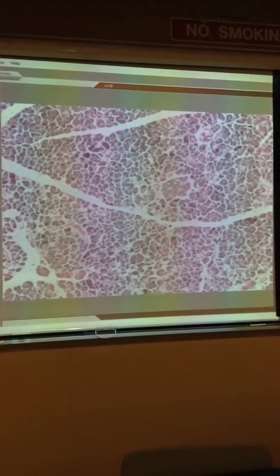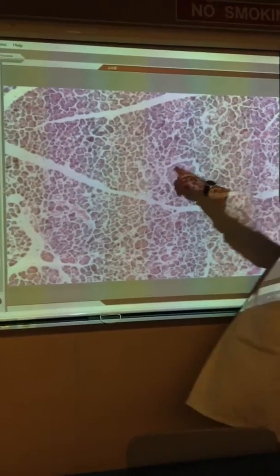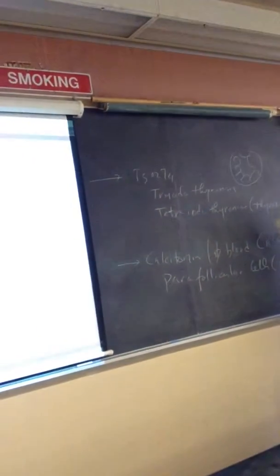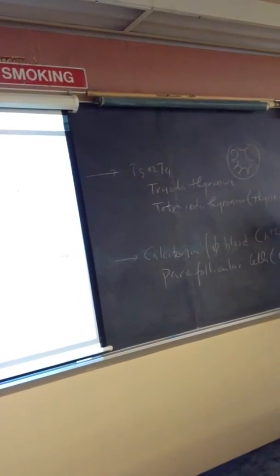You can see that now it's starting to look a little bit different, right? At this view, see how these cells are different from these. The acinar cells usually look like this. That's the acinar cells. These are basically involved in exocrine function.